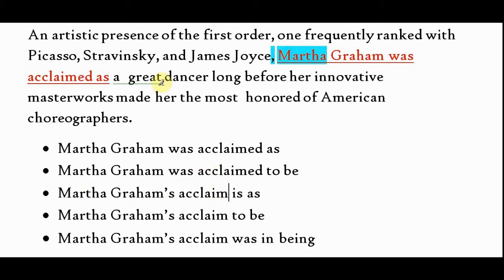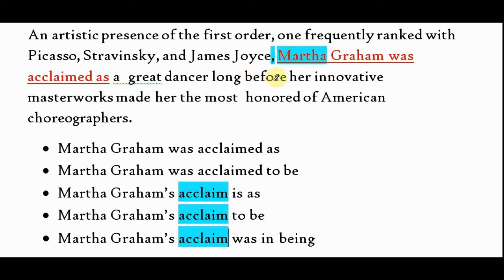So what it says is, artistic presence and then acclaim. Artistic presence, acclaim. So acclaim cannot be an artistic presence. That's why C, D, E out. All three have a common error, and that is called modifier error. Left with A and B.